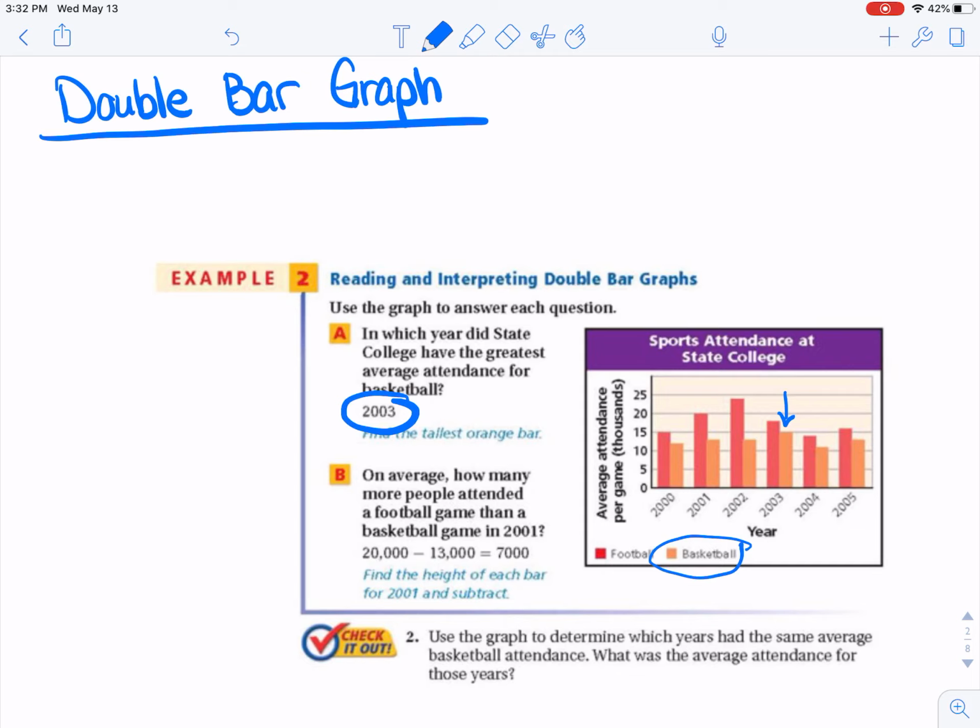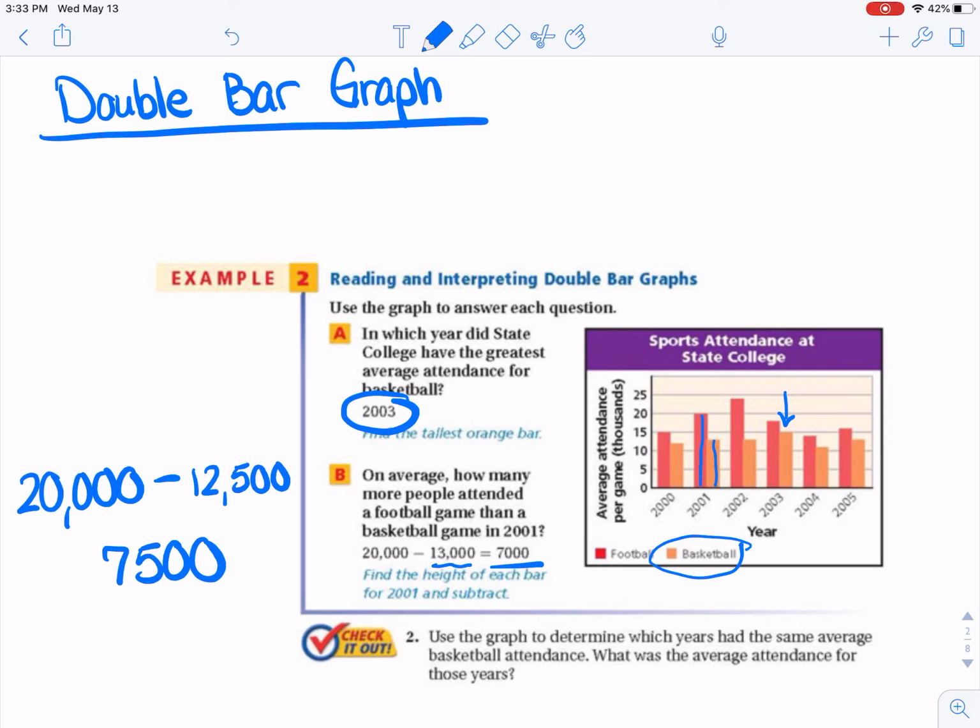So in 2001, for football, that looks like it's about 20,000. The basketball, which is the orange, comes up halfway in between, maybe even a little bit more. That's why they said 13,000. Again, if you were to write 12,500, that's fine too. And what do we get? 7,500. They said 7,000 because they said that the basketball was at 13,000. Once again, it's a ballpark. It says on average, so you have a little bit of wiggle room.